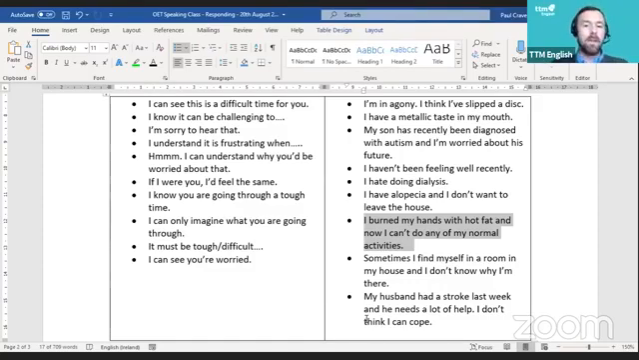I think the rest of these are quite extreme, aren't they? But some of them are conditions. Some of them relate to treatment. Some of them relate to just situations in your life. So let's look at I'm in agony. I think I've slipped a disc. Okay, so I'm in agony. I think I've slipped a disc. So what is agony? What does that relate to?